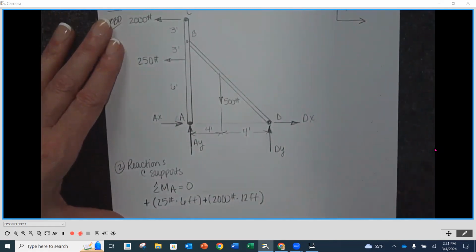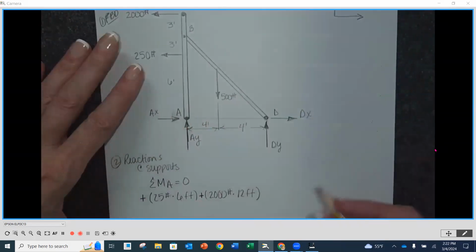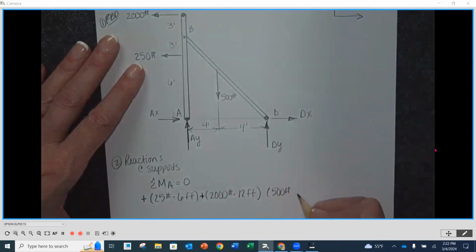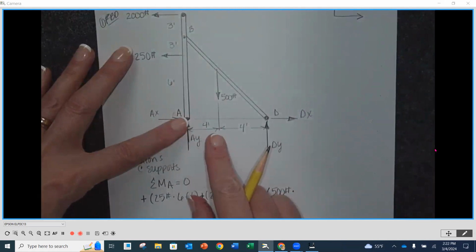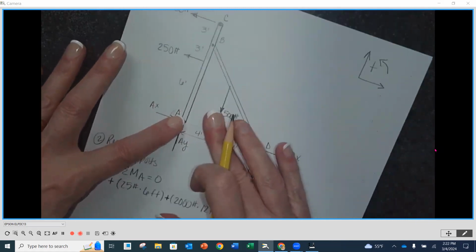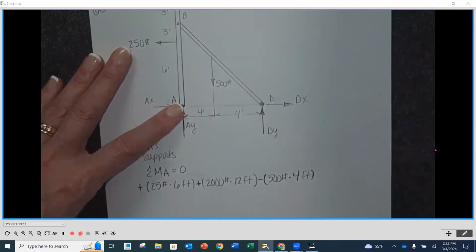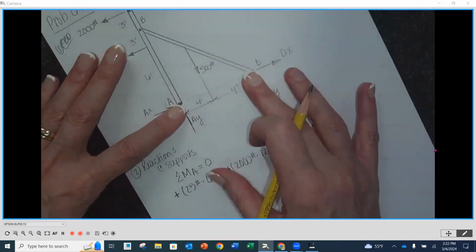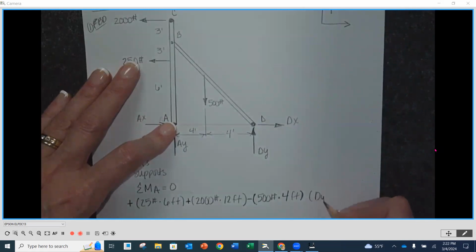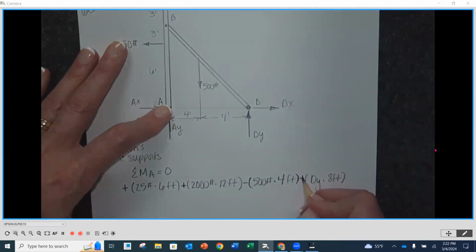And then the next force causing rotation is going to be my 500, not the last 500. Okay, so we're going to have 500 pounds times perpendicular distance of 4 feet, and it is going to rotate clockwise, which is negative out front. And now my last force causing rotation is my DY. So DY times 8 feet perpendicular distance, and it is going to rotate positive based on the direction that I have it.